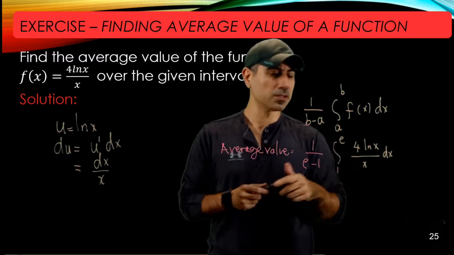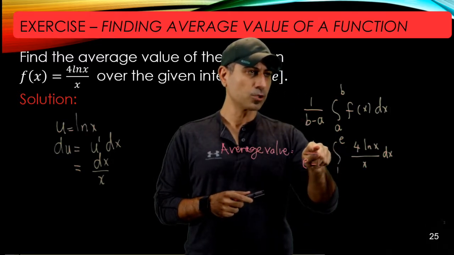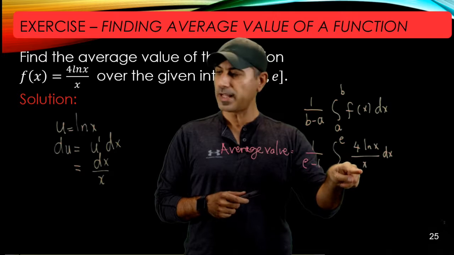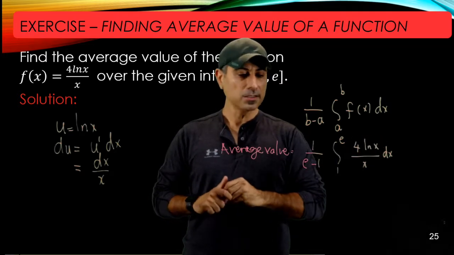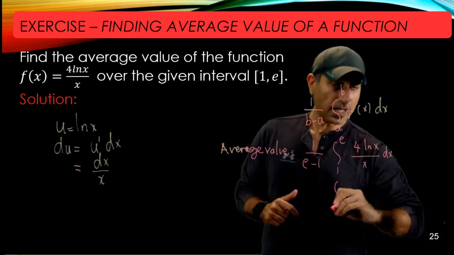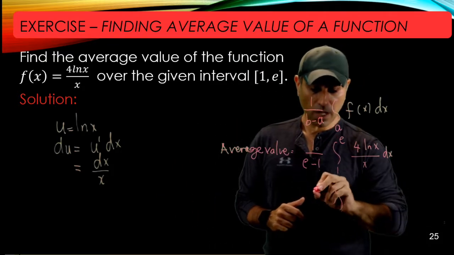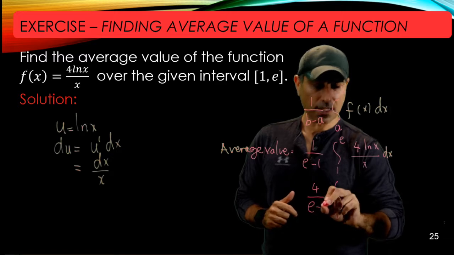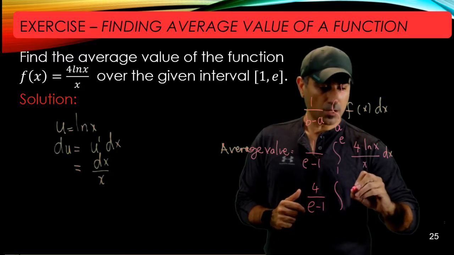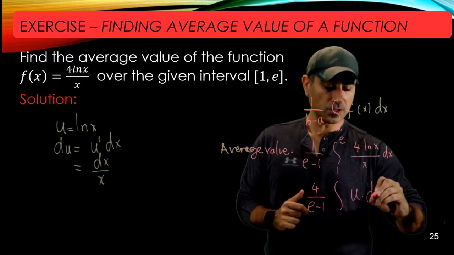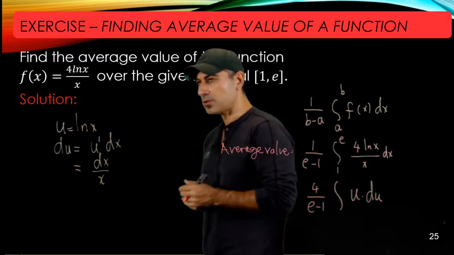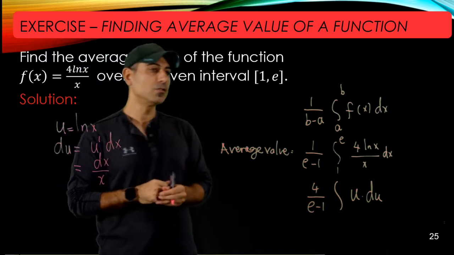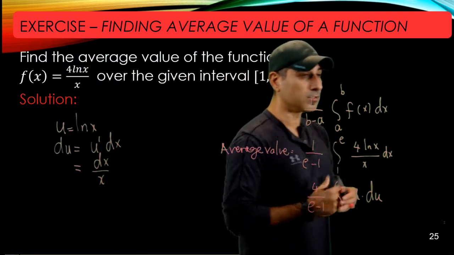That's good news because I can pull out this 4. And then I have ln x dx over x, and since u equals ln x and dx over x is du, I can convert this integral to 4 divided by e minus 1 times the integral of u du. I just need to worry about the limits, especially when you have U substitution for a definite integral. You can also convert the limits to the new variable.